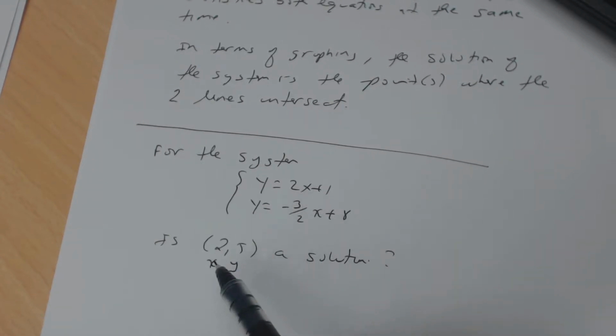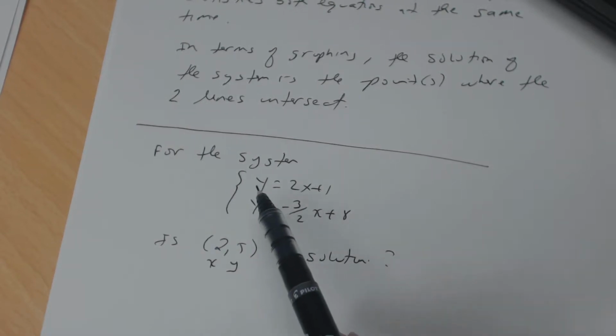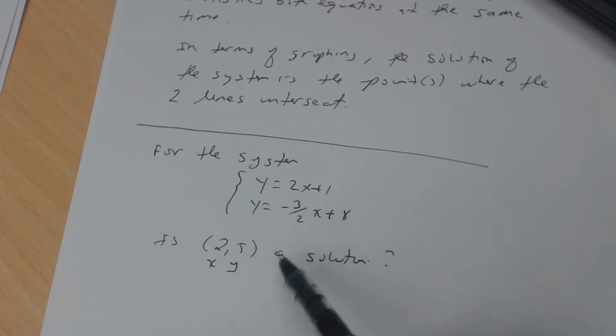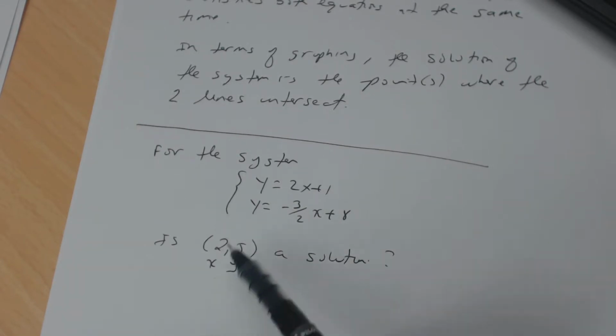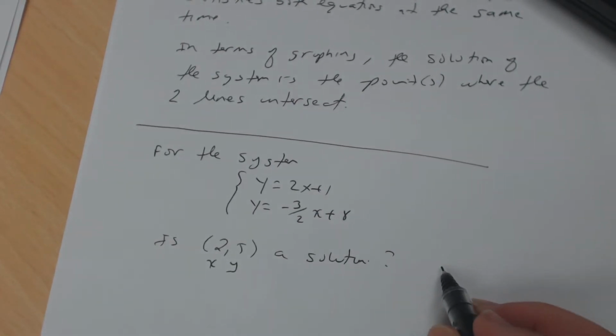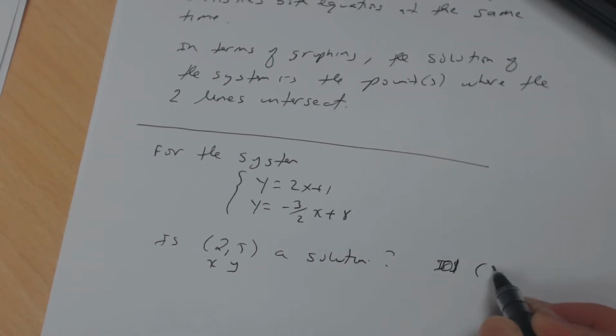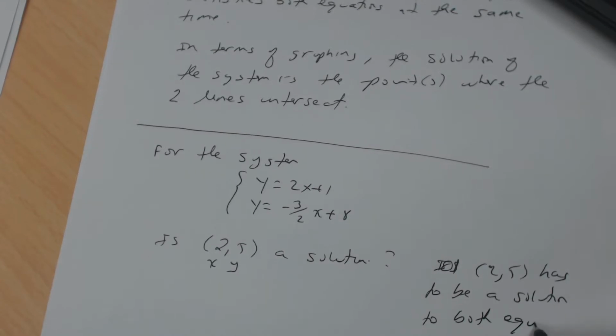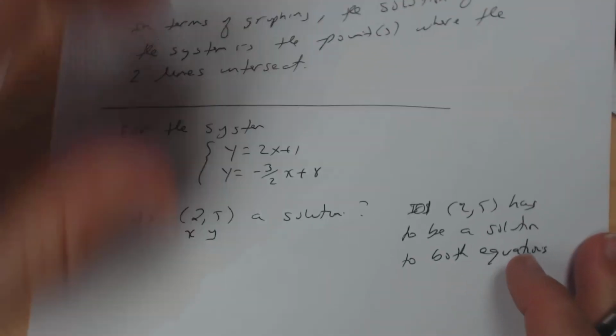So where we see the variable x, you would plug in 2, and where we see the variable y, you'd plug in 5. Okay? So you go back to the system, and in place of y and in place of x, you plug in these values. Alright, but you got to do it to both equations. And remember, it's got to be a solution to both equations. So 2, 5 has to be a solution to both equations, in order for it to be a solution to the system.